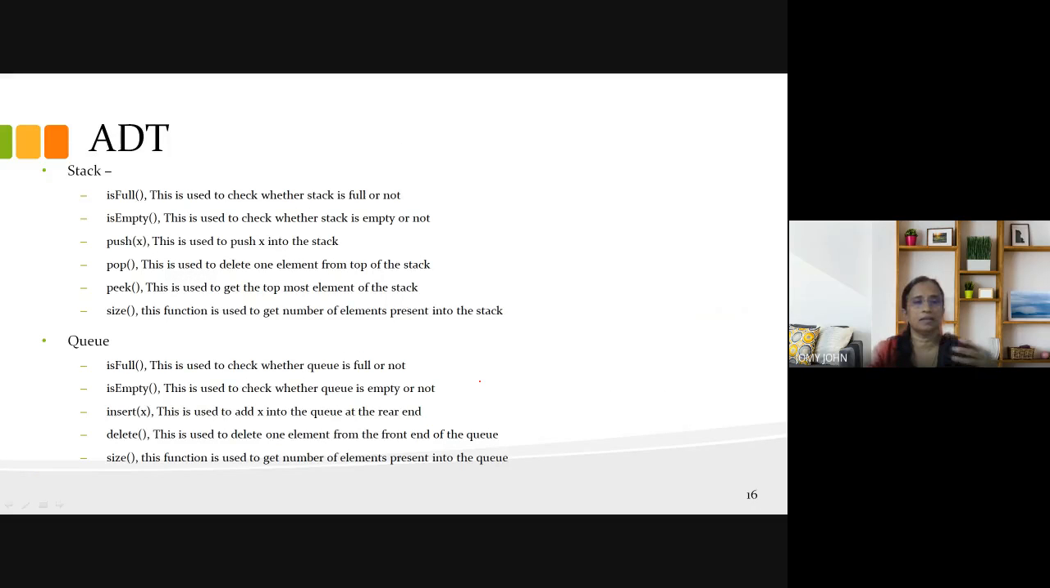These are the operations of an ADT. It will not be clear to you now, but once we learn stack and queue, this will be clear. But just let me complete this. Stack is an ADT. The operations are: whether the stack is full, whether the stack is empty, insert an element to the stack, pop an element from the stack, check what is the top element, and what is the size. In the case of a queue, we can also check operations like whether the queue is full, empty, insert, delete, etc. We'll revisit this slide again after completing stack and queue.